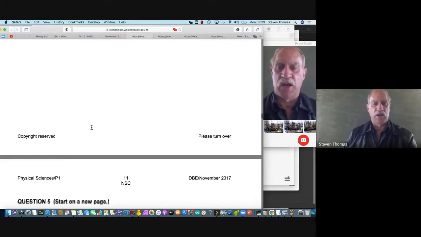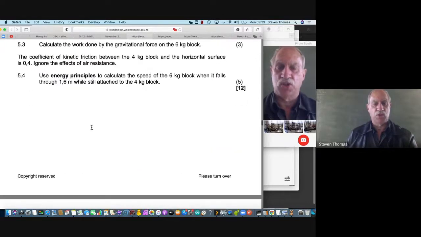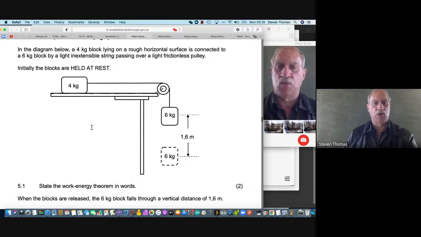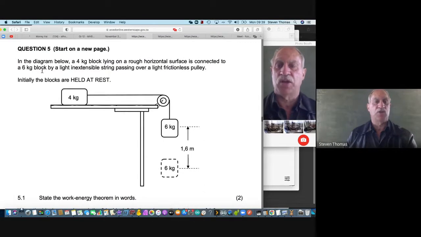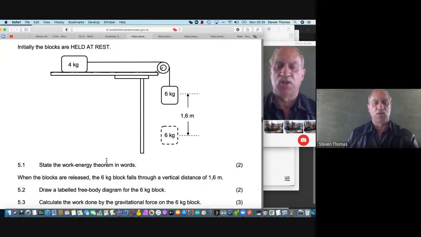And then finally, 2017's question on the work-energy theorem. This looks like a Newton 2 problem. A 4-kilogram block lying on a rough horizontal surface is connected to a 6-kilogram block by a light inextensible string. State the work-energy theorem in words.